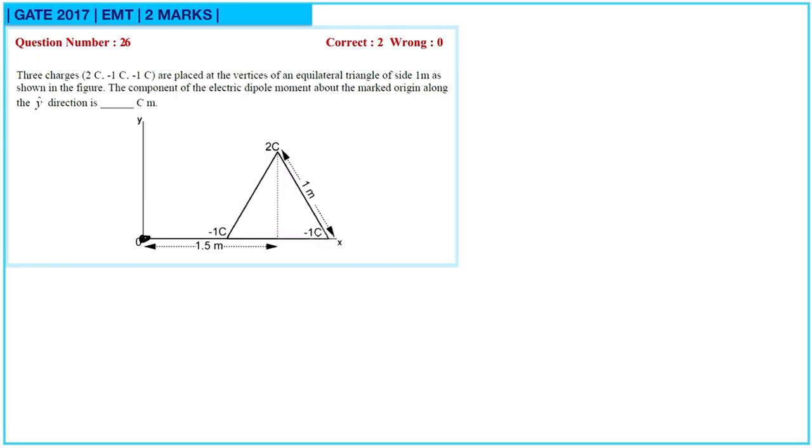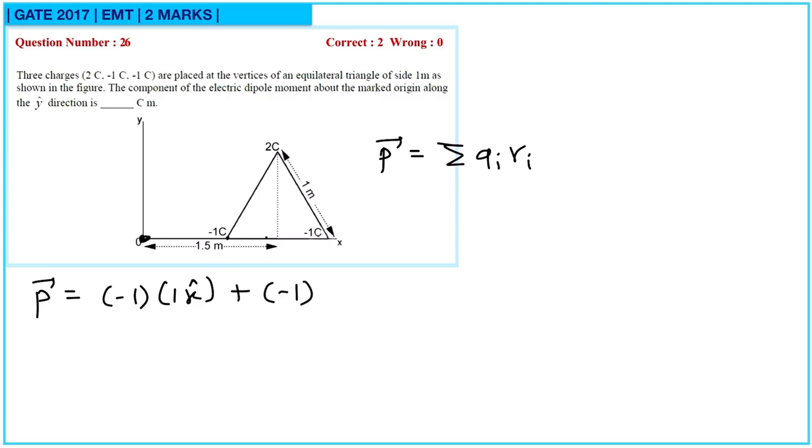So here we have to calculate dipole moment, which is equal to summation over Qi ri. So this will be equal to, consider this first charge which is -1 and its separation. So this total distance is given, this side is 1 meter. So half of it, this will be 0.5. So this distance will be 1 meter. So this will be 1 into x cap. Now for the second one, -1 charge, and this distance will be 1.5 plus 0.5. So that is 2 x cap.